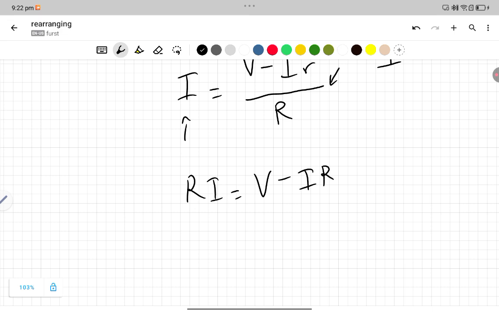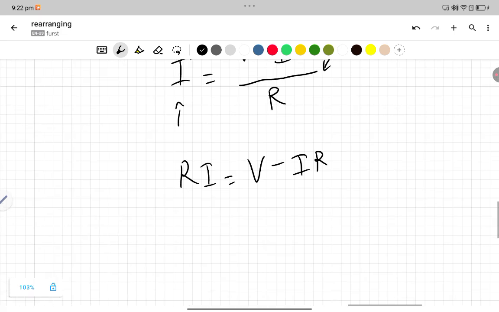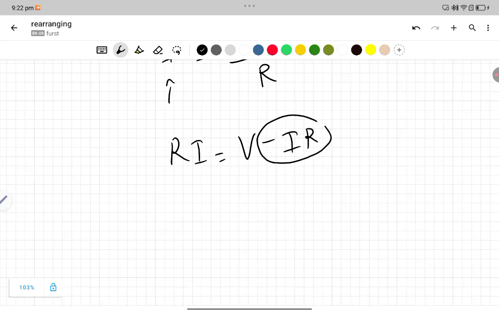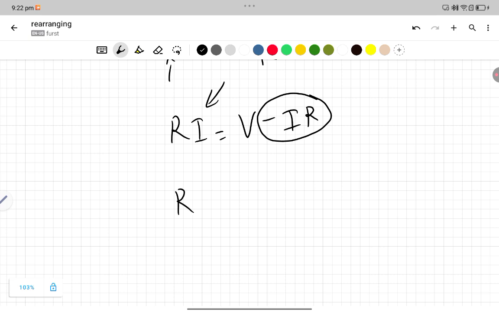And I said I want to make all the I's on one side, so let's bring this I to this side. How do we move it to the other side? We're going to add Ir to both sides. So RI plus Ir equals V minus Ir plus Ir, which is just V. So we've got all the I's on one side. That's good.